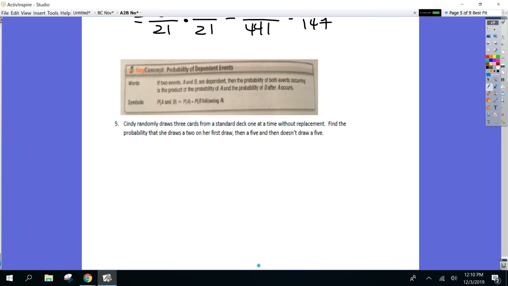On the quiz on Thursday, I will write up on the board the makeup of the deck of cards for you. So you don't have to remember. That's one less thing you've got to remember. All right, I will remind you what the deck of cards is made up of. Find the probability she draws a 2 and a 5 and does not draw a 5. Oh boy, we're in for it. Okay, so 3 things we're going to multiply. We're going to pick a 2 first, a 5, then no 5.